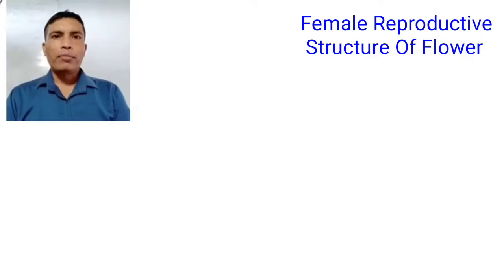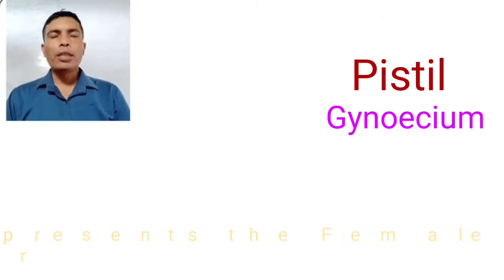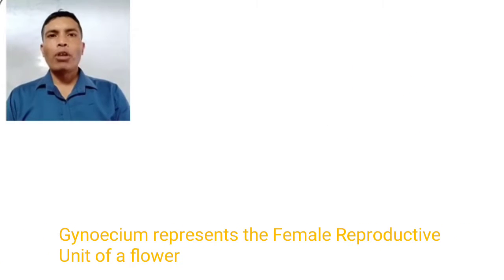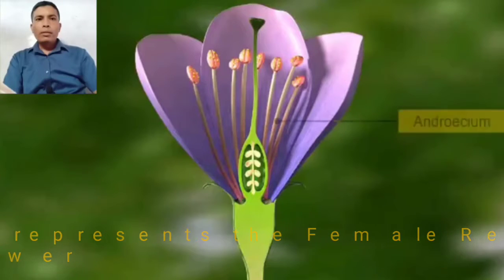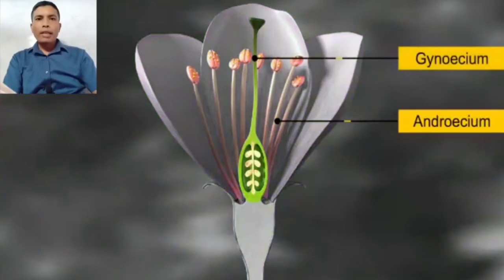Hello students, now I am going to talk to you about the female reproductive part of a flower, that is the pistil. The whole is the gynoecium, right? Gynoecium represents the female reproductive unit of a flower. Androecium is the male reproductive part of a flower. Gynoecium is the female reproductive part of a flower.